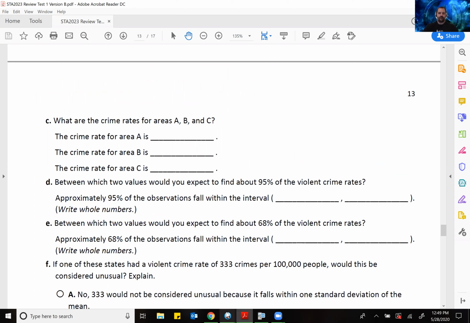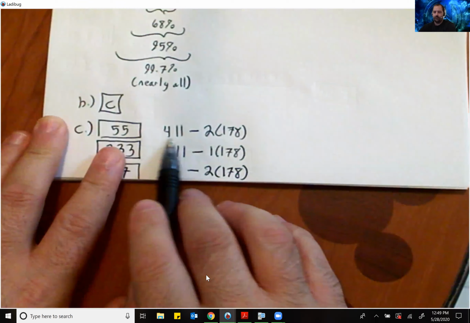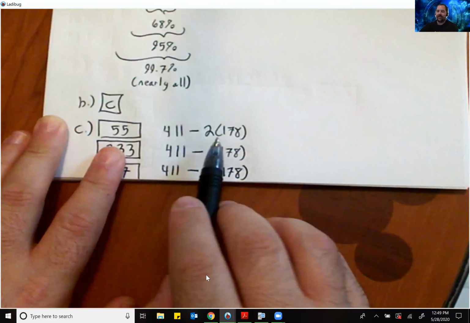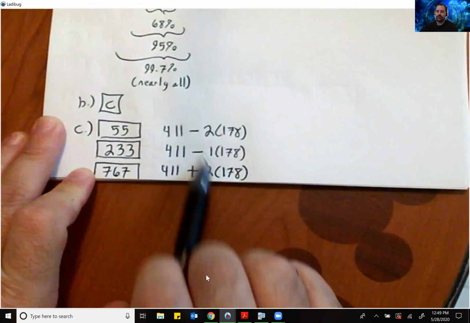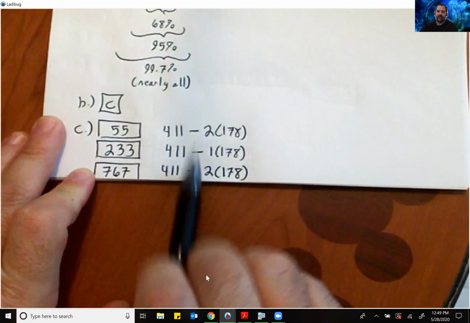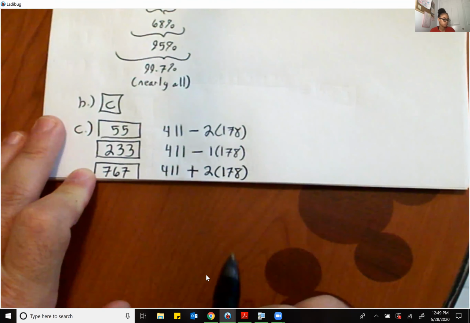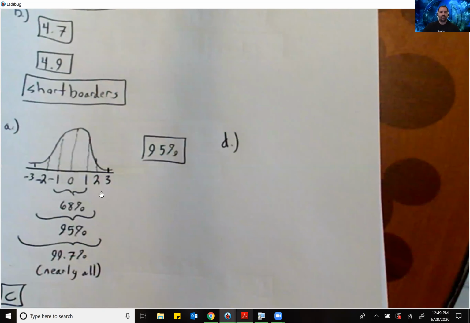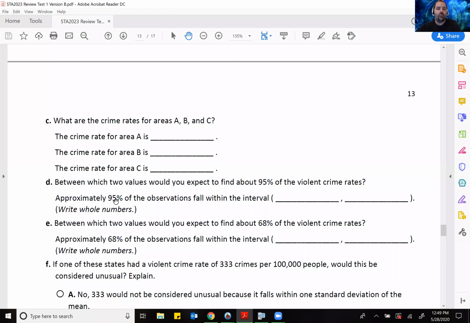Again, I wrote this down for you guys. All it is, is taking your mean and either adding or subtracting a certain number of standard deviations. Okay, but we're not done. We still have D, E, and F. So D says, between what 2 values would you have 95%?